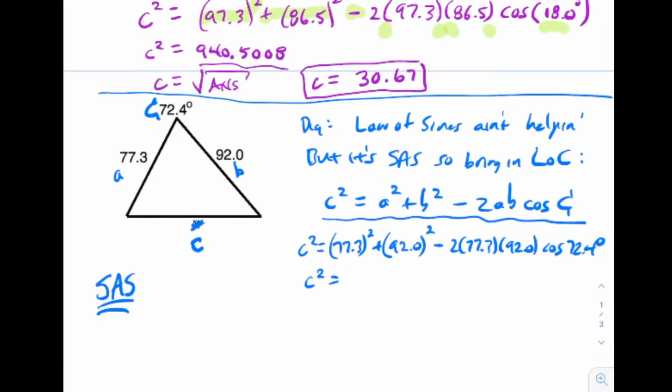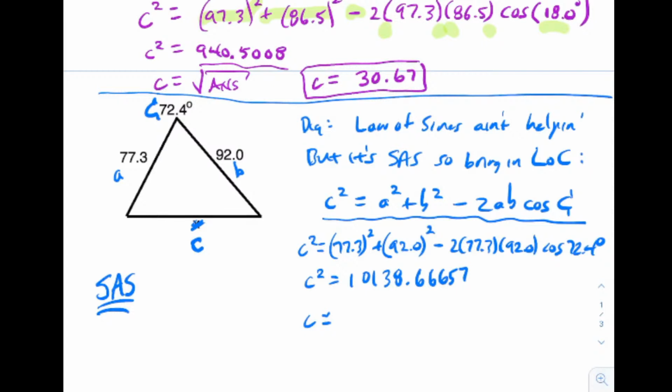77.3 squared plus 92 squared minus 2 times 77.3. I'm making sure my calculator is obeying me. Yes. Times 92. Yep. Times cosine. Make sure I get the right angle in there. 72.4. Yep. It's all good. So my calculator is saying, if I write it all down, 10138.62257. Again, you don't usually have to write that down.